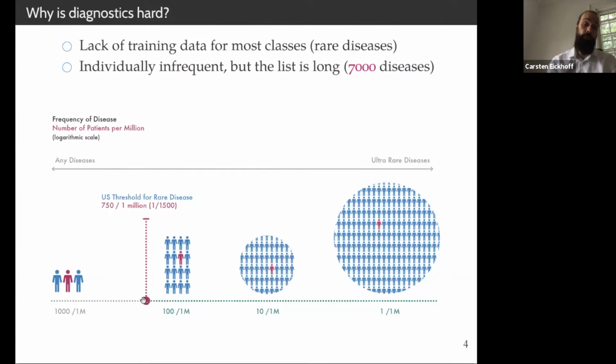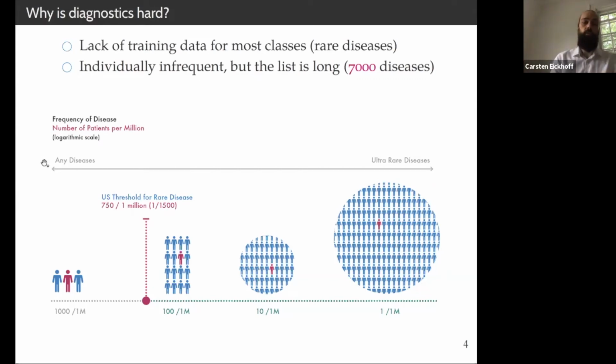So the definition is 1 in 1,500 people in the population has this, and then it can go all the way to maybe 1 in a million people, these ultra rare diseases here. So one could now argue, okay, but if it's rare, why would I care, right? Because hardly anyone has this.